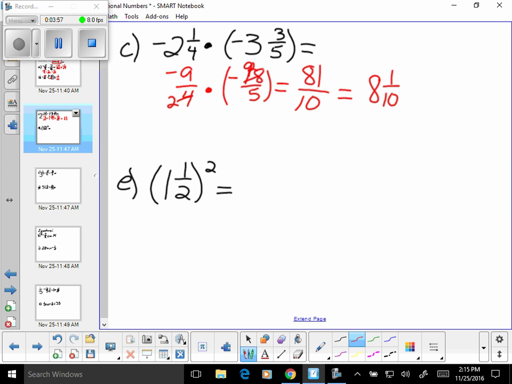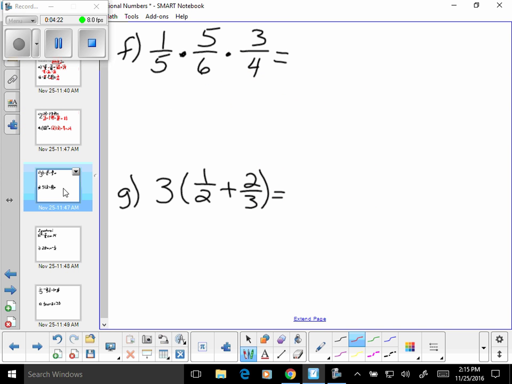I can square rational numbers. It just means that I'm multiplying the number by itself. And if I change it to the improper fraction of 3 over 2 times 3 over 2, the only thing is here I have no reducing, so I have 9 over 4, which equals 2 and 1/4 when I reduce to lowest terms.